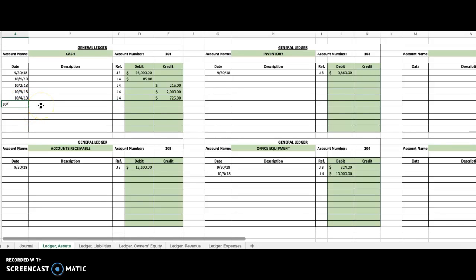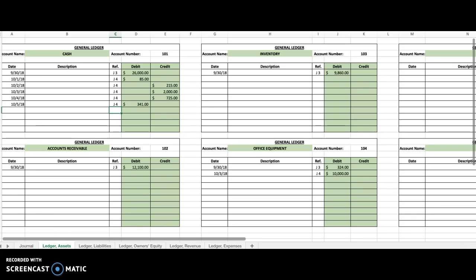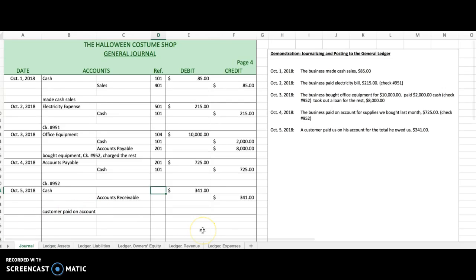This time the date is October 5th, and we gained $341, so it has to be debited, which increases that asset account. Came from J4, and there we go. 101 goes back into the journal, and accounts receivable goes down.